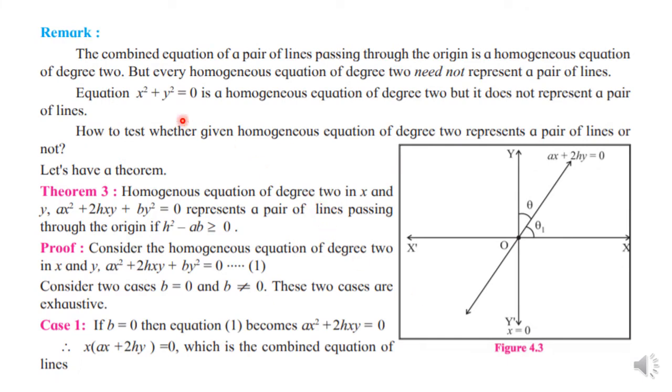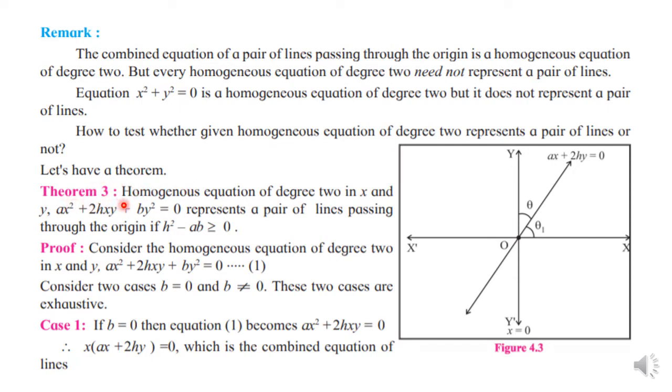Now the combined equation of a pair of lines passing through the origin is a homogeneous equation of degree 2. But is the converse true? That is, does every homogeneous equation of degree 2 represent a pair of lines? It need not be the case, because for example x square plus y square is equal to 0 is a homogeneous equation of degree 2, but it does not represent a pair of lines. Similarly, we know the equations of circle, parabola, hyperbola, ellipse also, which are all equations of degree 2, but they do not represent a pair of lines here, isn't it? So how to know whether a homogeneous equation of degree 2 does represent a pair of lines?